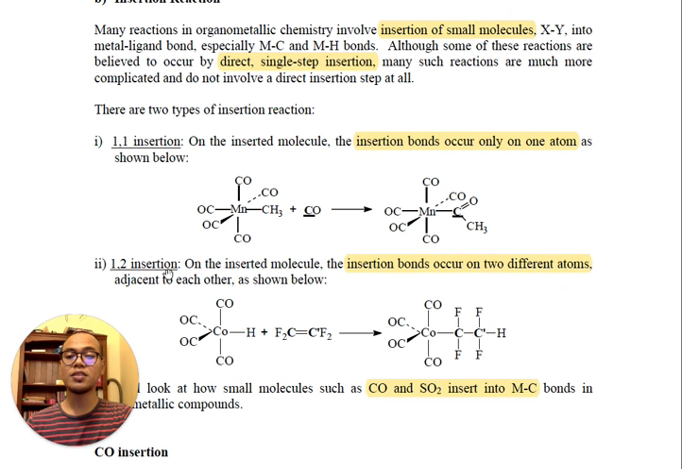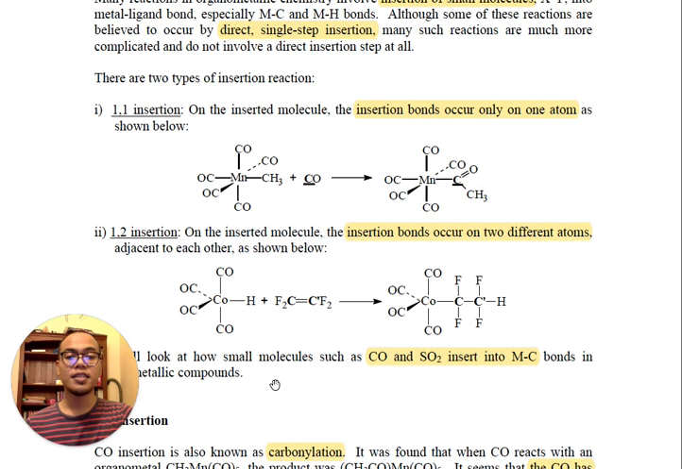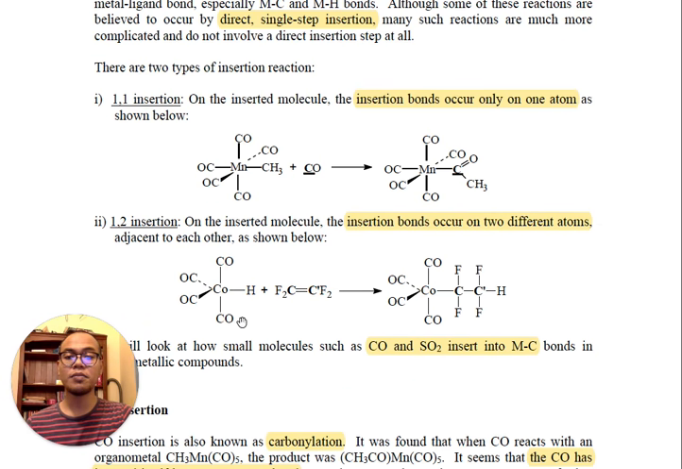The second one is called 1-2 insertion. On the inserted molecule, the insertion bonds occur on two different atoms. So 1-1, one atom; 1-2, two atoms. How does it look? Look at this cobalt with 4 carbonyl and then 1 hydrogen. Now we have these new ligands.